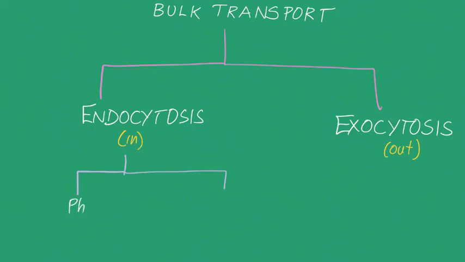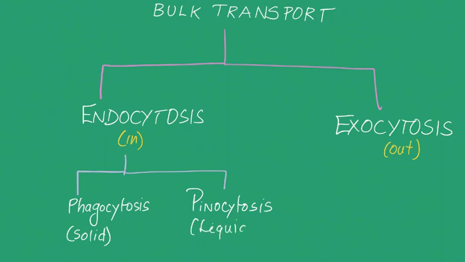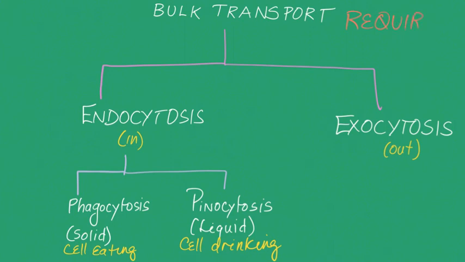Endocytosis has two types. If the cell is accepting a package with solid particles, then we call it phagocytosis, or the cell eating. If the cell is accepting a package with liquid particles, then we say that it is pinocytosis, or the cell drinking. All of these types of bulk transport require the use of ATP for energy. Let us take a closer look at endocytosis and exocytosis.